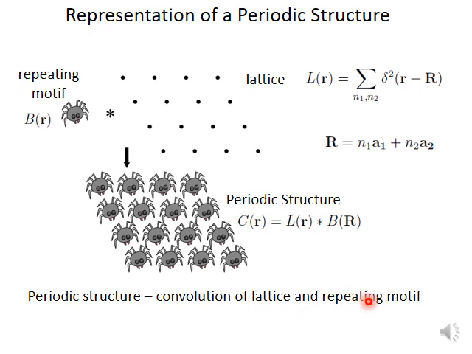This repeating motif is given a certain name and it's called the basis. So the basis of a lattice or basis of a periodic structure is the repeating unit within a certain periodic structure. And it's a very powerful concept which we would use in the later slides.